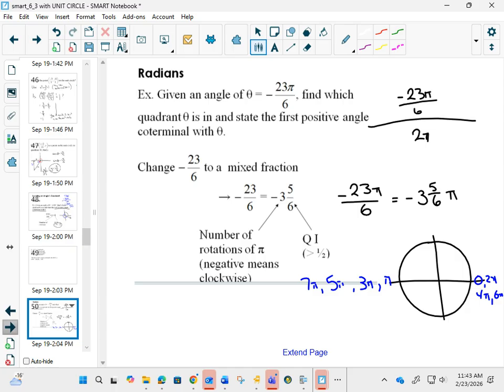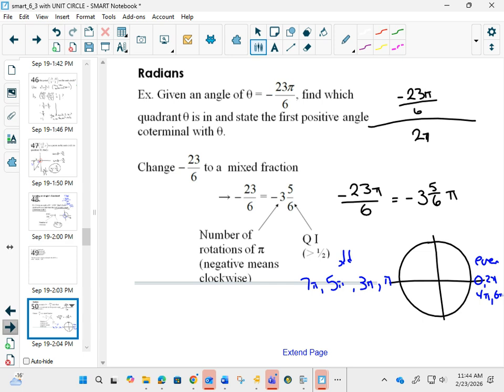If I said, I wonder where 35 pi would end up. Could you tell me? You see that the odd numbers of pi are here, and these are all even numbers of pi here. So if I had 37 pi as an angle, it would be coterminal and end here at pi.